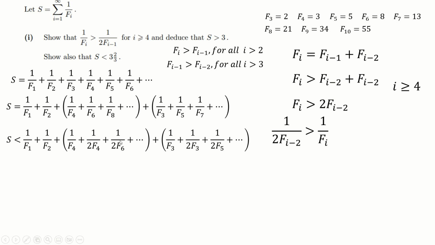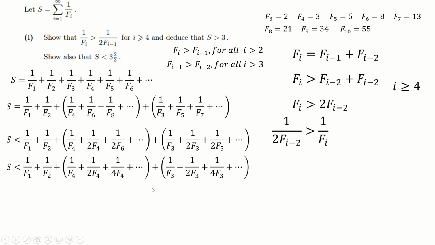I can replace 1 over f of 6 with 1 over 2 f of 4, but it's already a 1 over 2 f of 6. So that will be replaced with a 1 over 4 f of 4. And likewise, this one, a 1 over 4 f of 3. And if you just keep doing that, you're going to get the sequence 1, 2, 4, 8, 16, and so on, because you'll just have to do it one more time, one more time, one more time, and every single time you do it, it doubles. I hope that makes sense.